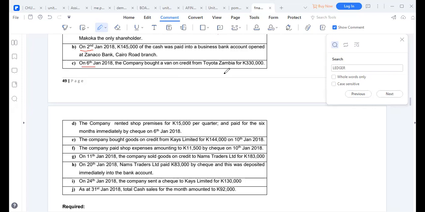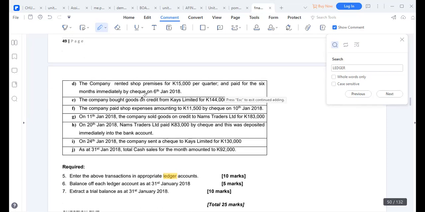Yes? Please feel free. Okay, so why have we made van to be the receiver? It's because they are receiving a vehicle from Toyota Zambia. Yes. Always, anything that you're spending money on, that thing you're spending money on is the account, and at the same time, it is the receiver. Okay, I get it. Thank you.